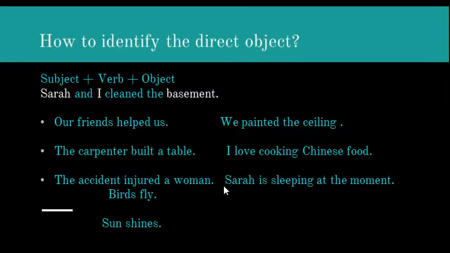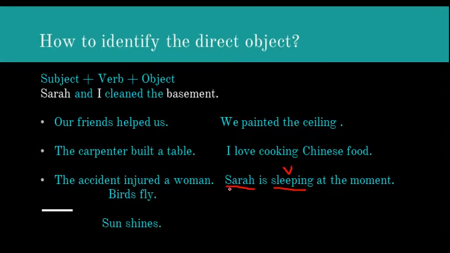Next example, Sarah is sleeping at the moment. In this sentence, Sarah is the subject. And we have to find the action verb. So sleeping is the action verb. Some verbs do not have a direct object. They are known as intransitive verbs. An intransitive verb is an action verb, but it will not have a direct object.